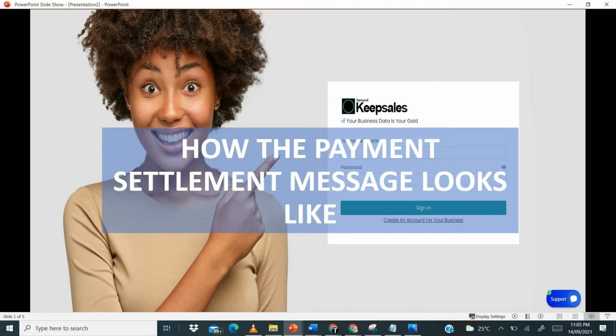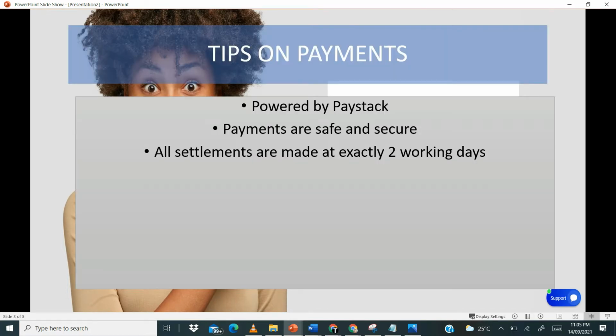Now there are some tips we have to know concerning payment. The first is that all payments are powered by Paystack, and as a result, all payments are safe and very much secure. And then the third tip to know is that all settlements are made at exactly 2 working days. Okay, so I'm going to show you how that settlement message looks like.